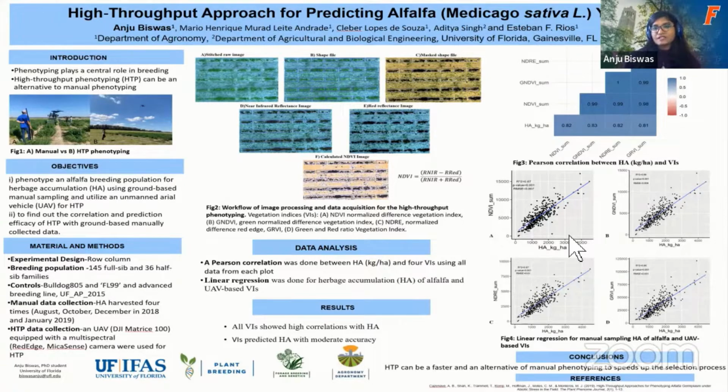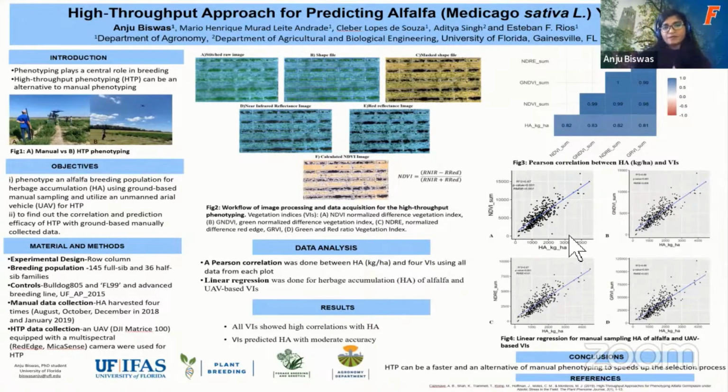So what are our research objectives? One of our objectives was to phenotype the alfalfa breeding population for harvest accumulation using both manual methods and an unmanned aerial vehicle. The second objective was to find out the correlation and prediction efficacy of high throughput phenotyping with manually collected harvest accumulation.